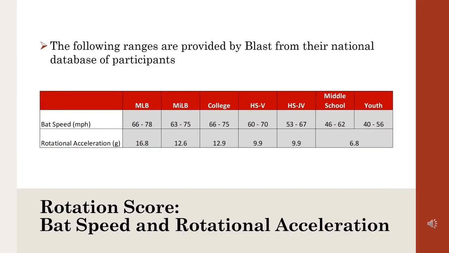Now we have a chart that basically tells you what bat speed and rotational acceleration might look like for different levels of the game, all the way from the youth level up to the pros. As you can see, at the pro level, you've got bat speeds of 68 to 78 miles an hour and rotational acceleration in the mid to upper teens. If you're below the metrics by level, you definitely want to work on it. And if you're above it, I guess that's a good thing.